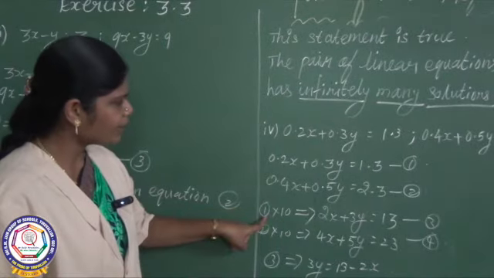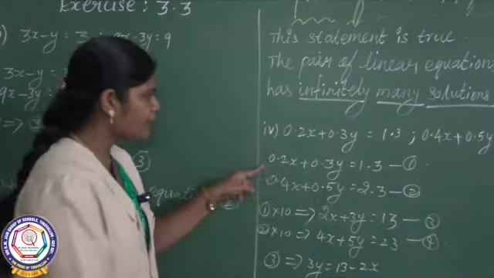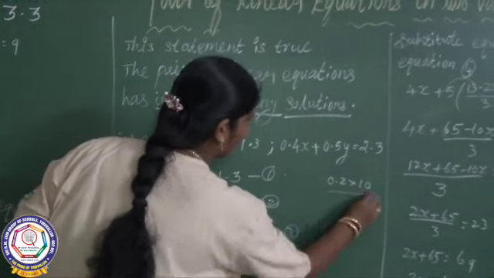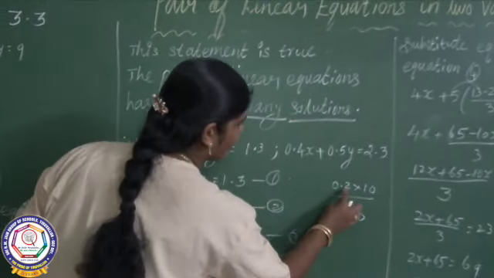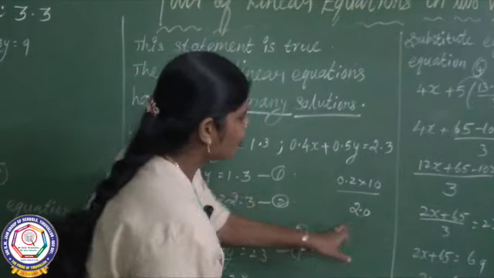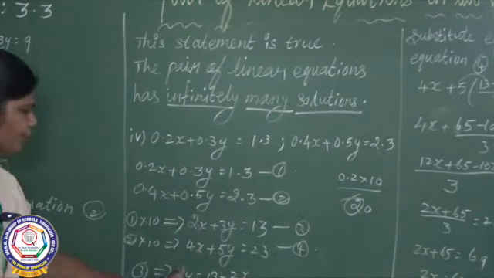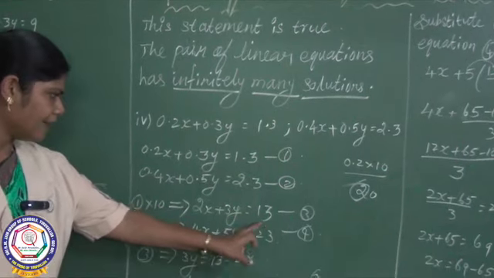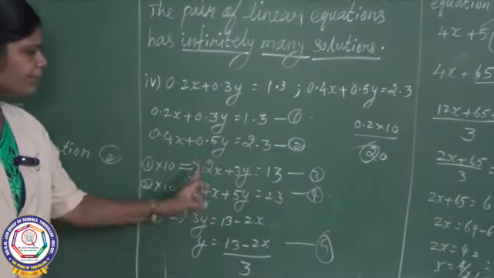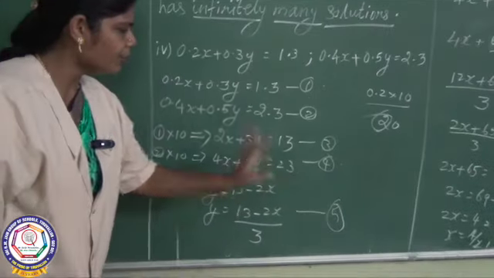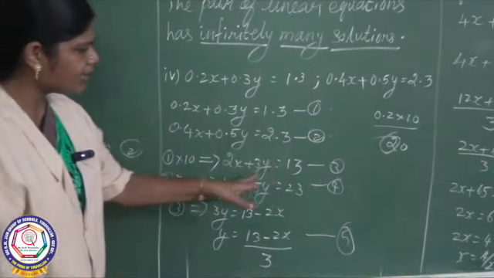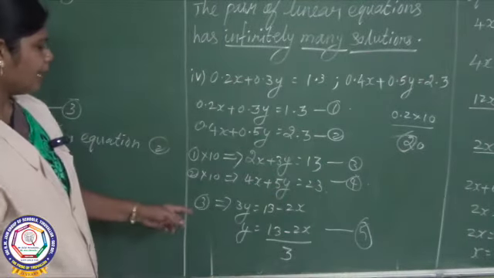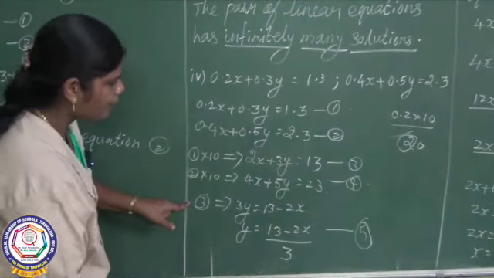So the first equation I am going to multiply by 10. So 0.2 into 10, what will you get? 20. Here one decimal is there, so you will get 2. So 2x plus 3y equal to 13, and 4x plus 5y equal to 23. Now I consider this as equation 3 and this one as equation 4.